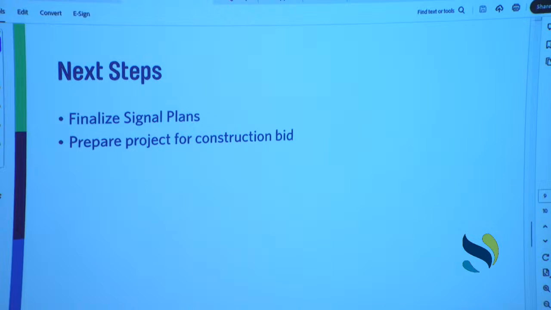So the next steps are to finalize our signal plans and prepare the project for construction bidding. But we just wanted to hear any thoughts you had about us moving forward with that today.